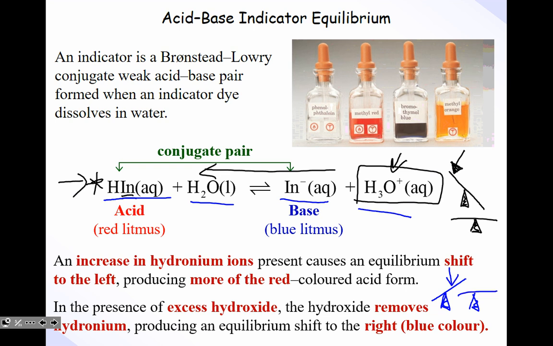So it's really important to know that the color change actually is just indicating a shift. Is it shifting to the left or is it shifting to the right? Kind of cool, hey?